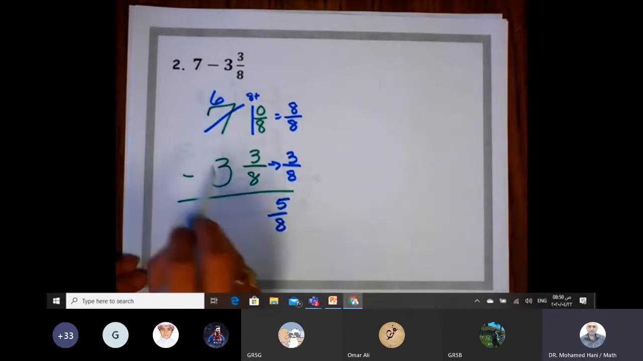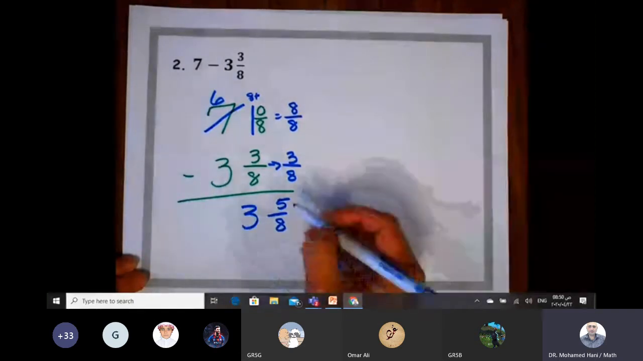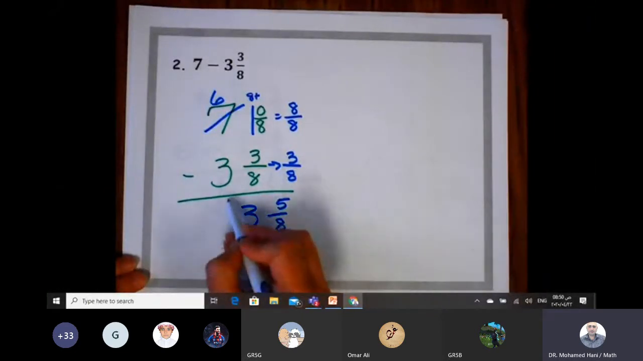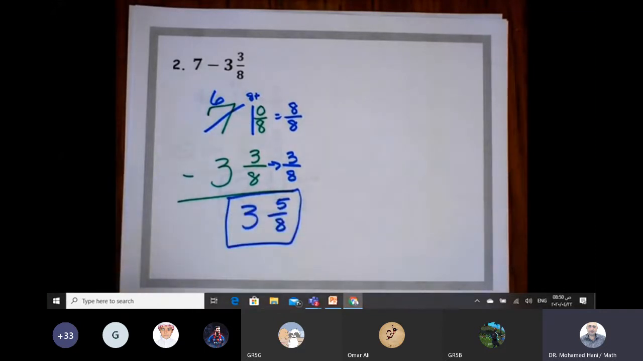Now let's subtract our whole numbers. 6 minus 3 is 3. My last step is to see if I can simplify. Numerator's prime will not divide into denominator, so my answer is 3 5/8.